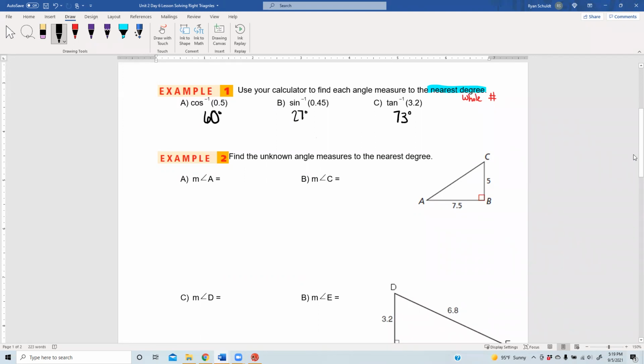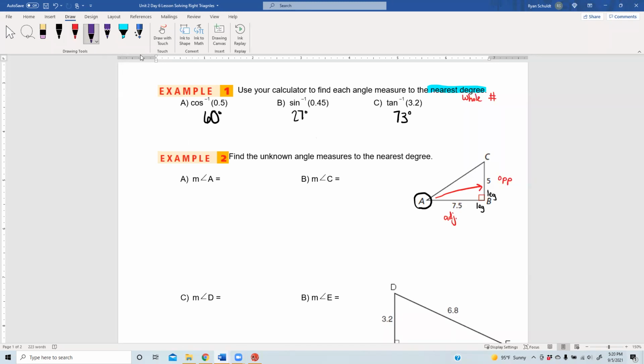Okay, so example 2, they ask us to find the unknown angle measure to the nearest degree. First, they ask us about angle A. So again, I'm going to go through the steps like we would have on Friday, just because that's what we're used to now. They want us to find angle A, so let's circle angle A because that's what we're finding. Now label your legs. Here's a leg. Here's a leg. This 5 that they give us is across from the angle, so it's our opposite leg. The 7.5 is next to it, so it's the adjacent leg.